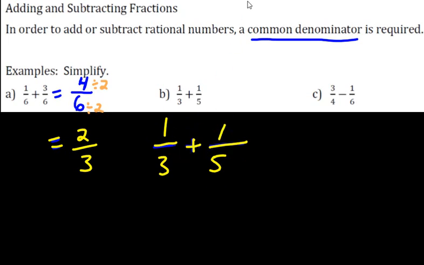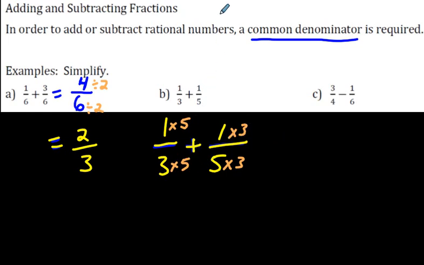Well, what number could we multiply to make 3 and 5 have the exact same number? Well, the quickest way to do it is to take 3 times that number 5, and over here, take this 5 and times it by that number 3. And remember, with fractions, whatever you do to the bottom, you have to do to the top. If you multiply this side by 5, then multiply the numerator by 5. If you multiply this denominator by 3, you have to multiply this numerator by 3.